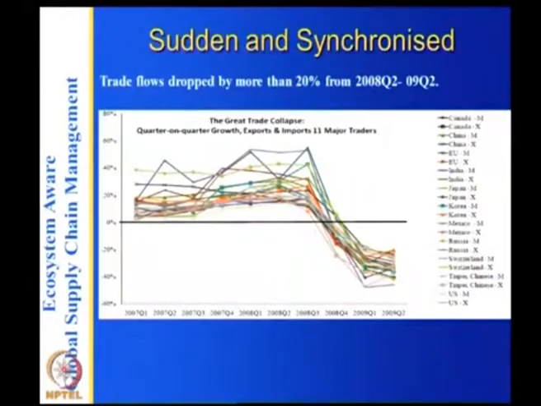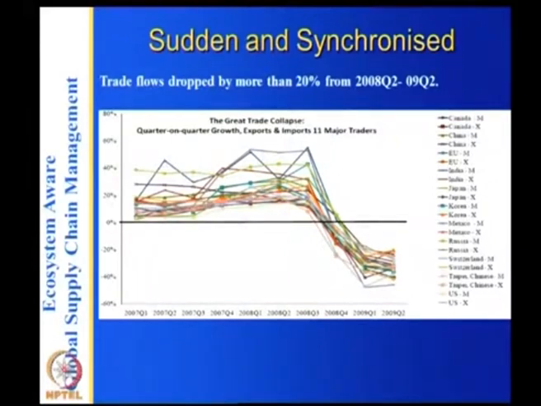There is also a sudden and synchronized drop we have seen in the trade flows. Trade flows dropped by more than 20% in the 2008-2009 quarters. And as I told you before, the drop is synchronized in the sense it happened to all the countries, not one country, and it happened for both import and export. So why did this happen? This happened because of the loss of demand in the United States and Europe, and that has been felt in the Asia-Pacific region by the cancellation of the orders.